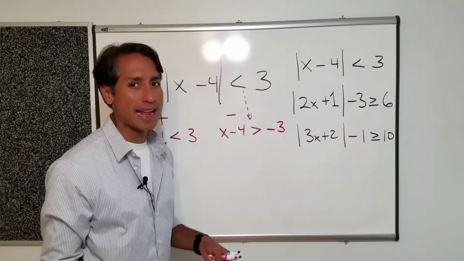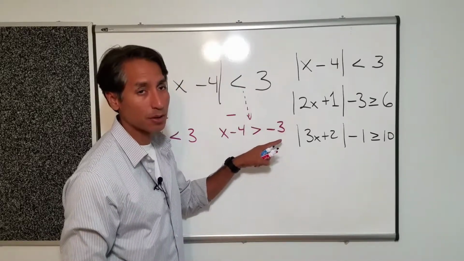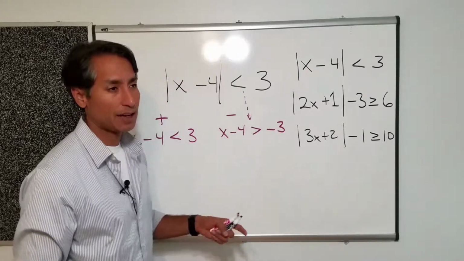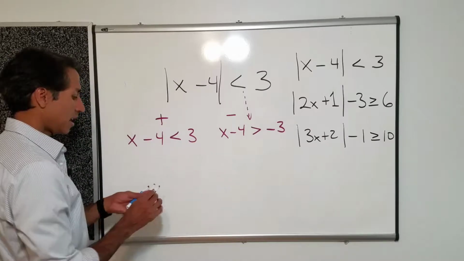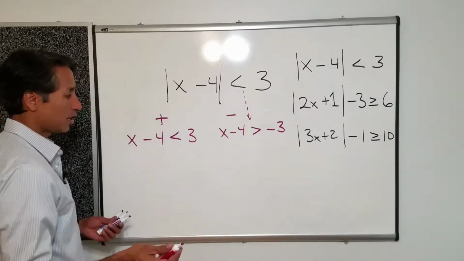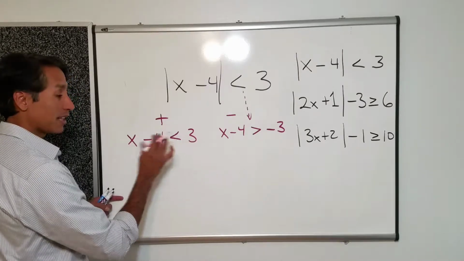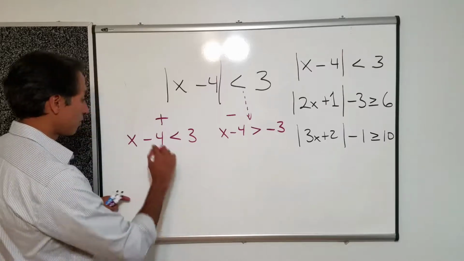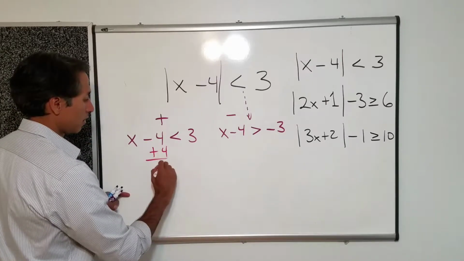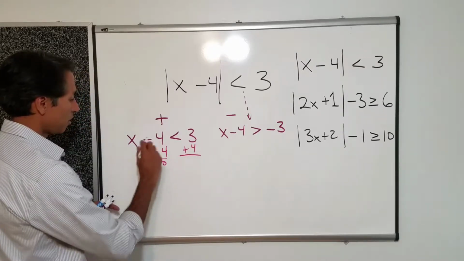I don't want to say go negative, because if this were a negative 3, now you're going to make it a positive 3. But because it's a positive 3, we're going to make it into a negative 3. And now we solve them as if it was just an algebraic equation. We have x, we've got to isolate the variable, just like everything else I teach. Variables on one side, numbers on the other. Add 4 to both sides, here we go.